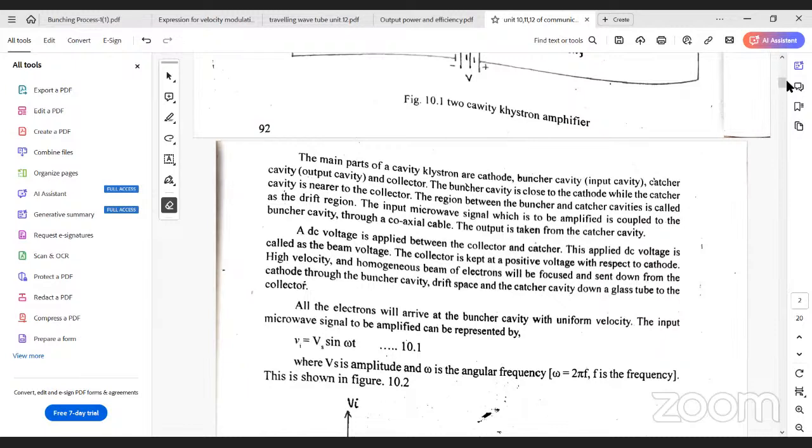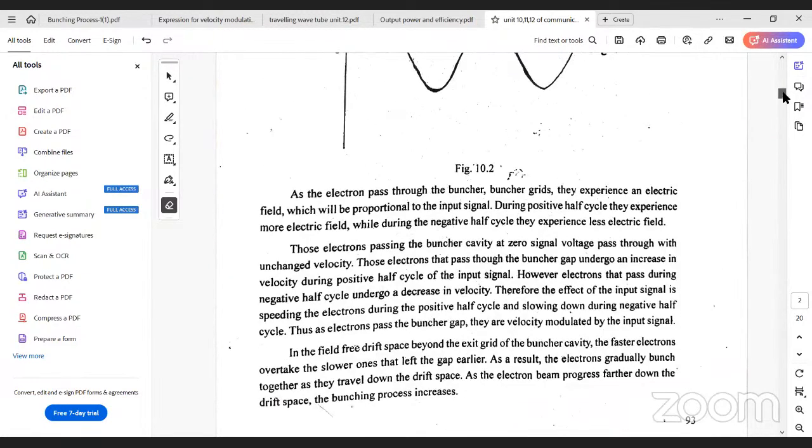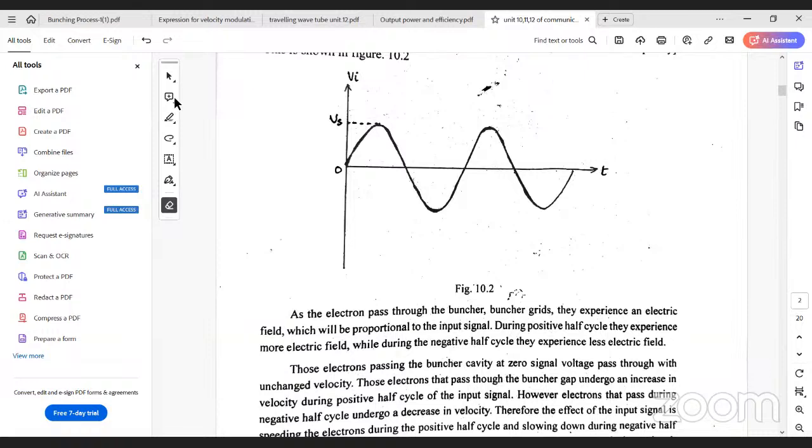Across the drift region, what is the velocity? Unchanged velocity. Across the drift space, the voltage is 0. From that, we write the expression VI equal to Vs sin omega t. Here I am saying positive half cycle, and next we have the negative half cycle. In the positive half cycle, velocity is maximum. In the negative half cycle, velocity is minimum. Across this point, what is the velocity? Velocity is 0.